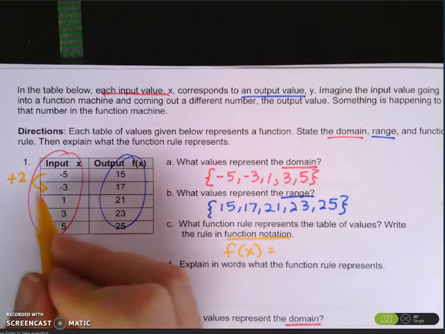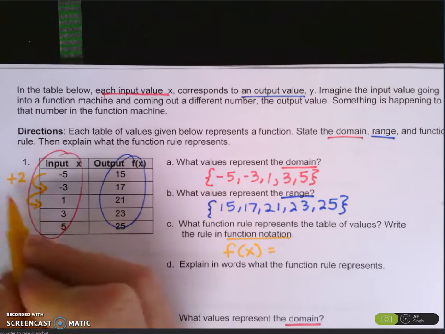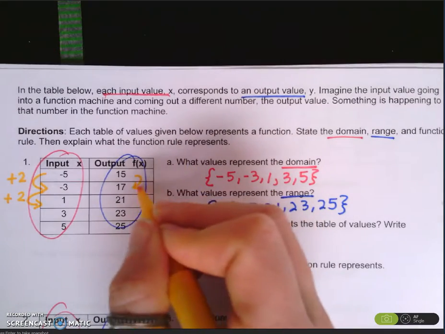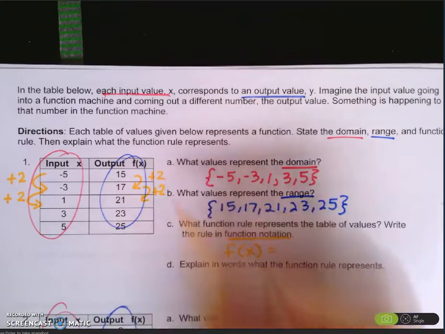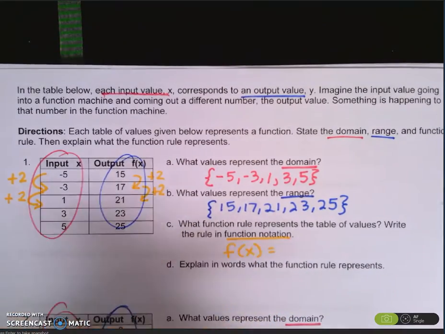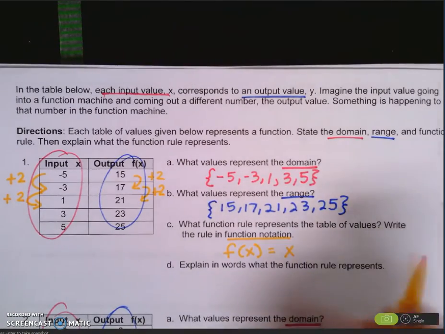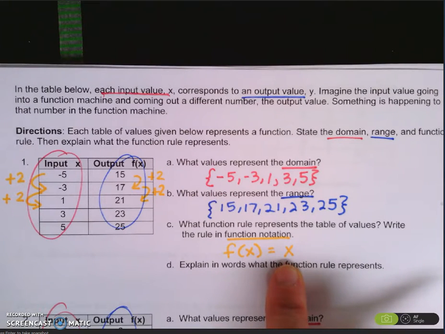I'm going to check another one just in case my function's not linear. Negative 3 to 1, I'm also adding 2. 15 to 17, I'm adding 2, and 17 to 21, I'm adding 2. So my rate of change, change in y over change in x, is 2 over 2, or 1. So I think this is linear, has a constant rate of change. I know it's linear, so my slope is 1. Then I have to think about my y-intercept.